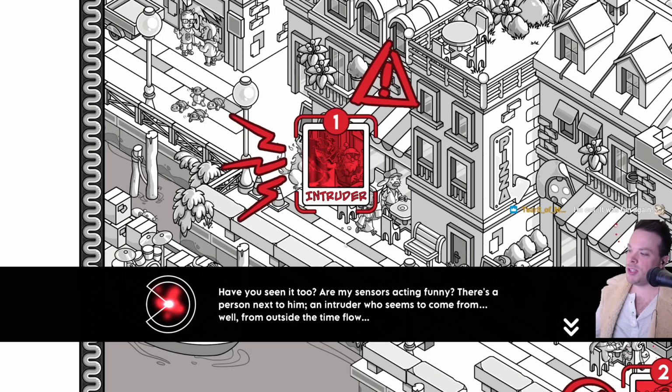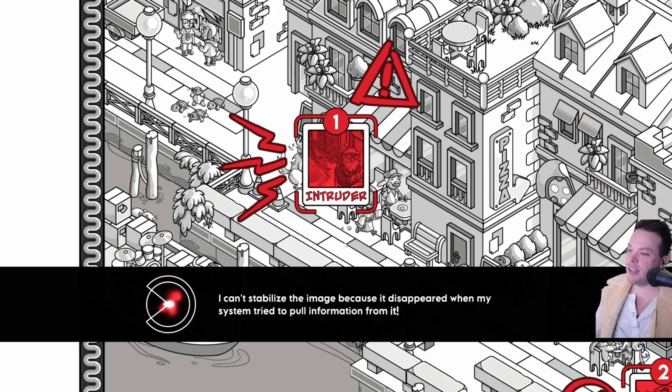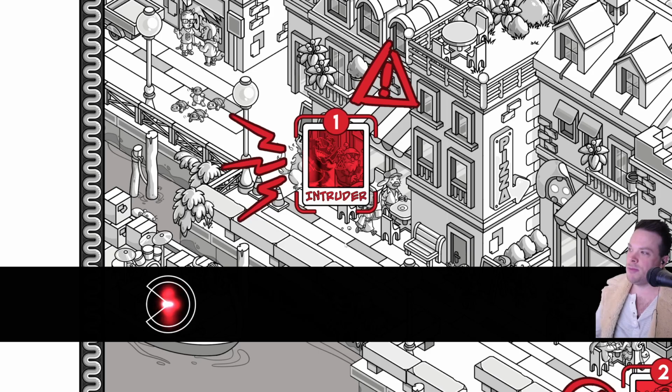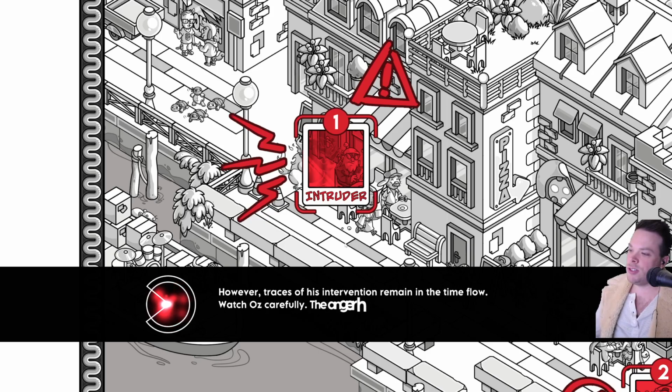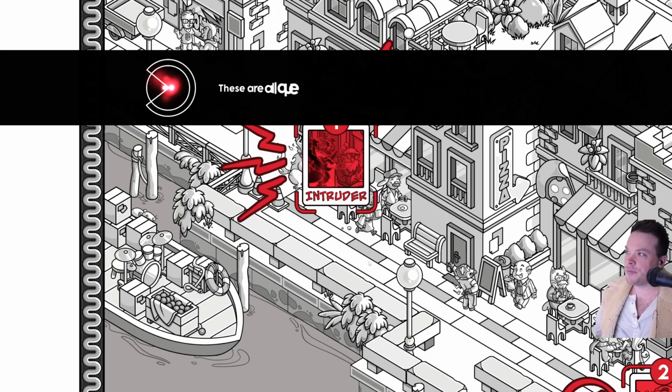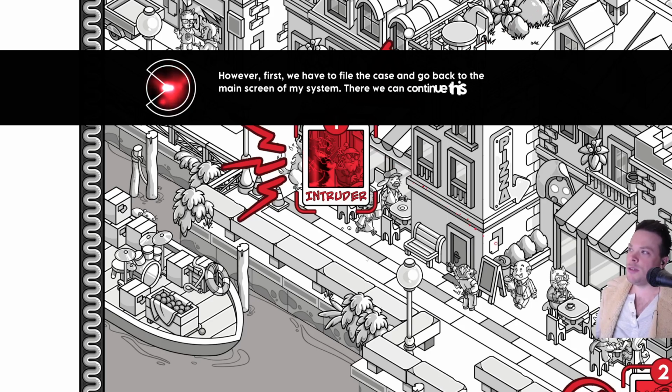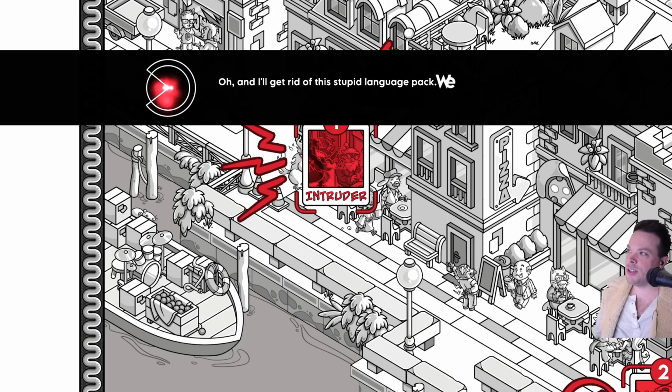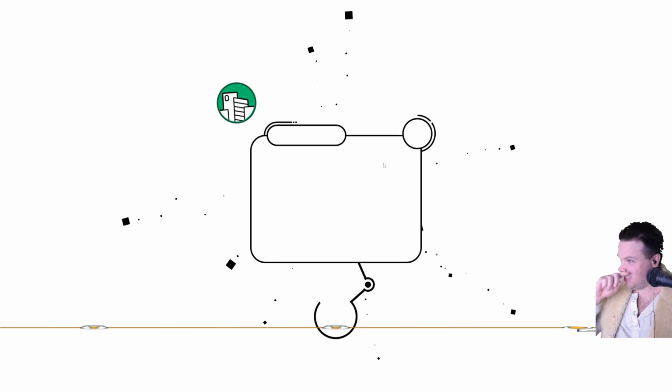An intruder who seems to come from, well, outside the time flow. I can't stabilize my image because it disappeared when my system tried to pull the information. Traces of his intervention remain in the time flow. Watch Oz carefully. The anger he feels isn't natural. It must have been caused by the intruder. These are all questions that we absolutely must answer. What questions? However, first we have to file the case and go back to the main screen of my system, where we can continue this discussion. Oh, and I'll get rid of this stupid language pack. We don't have time for more jokes, I'm afraid. For now, well done, detective.